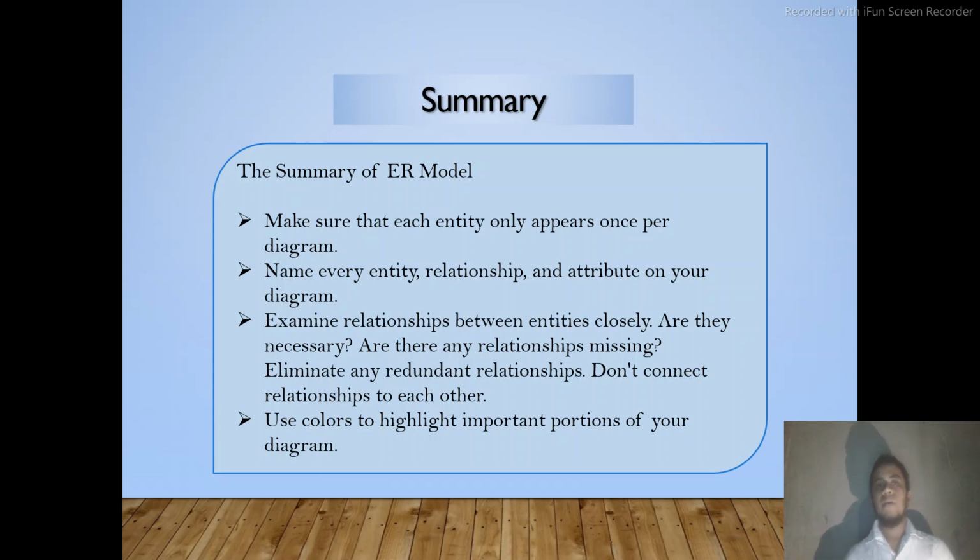Now here is the summary of my presentation. The summary of ER model. Make sure that each entity only appears once on a diagram. Name every entity, relationship and attribute in the diagram. Examine the relationships between the entities closely. Lastly, use colors to highlight important portions of the diagram.